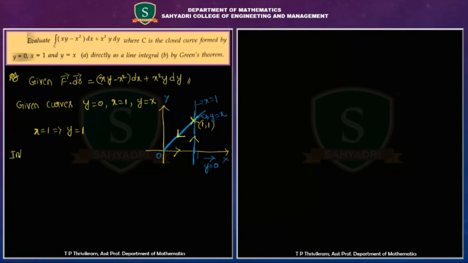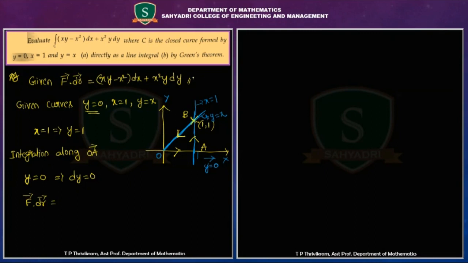So for the integration along, first I'll denote this point A, here B. So OAB is a triangle. I'm trying to find the integral along OA. On OA, what have we taken? y equal to zero, right? That is the condition we have on OA, so this implies dy equal to zero.